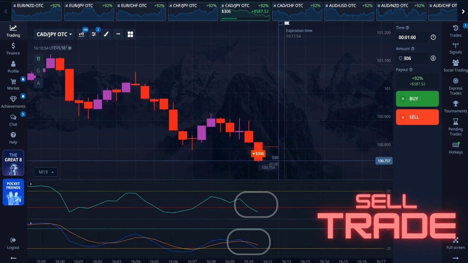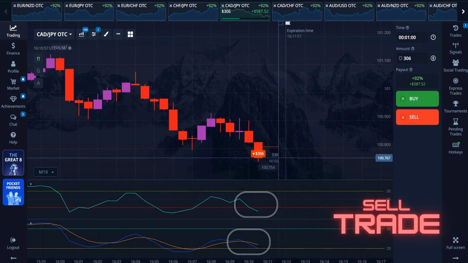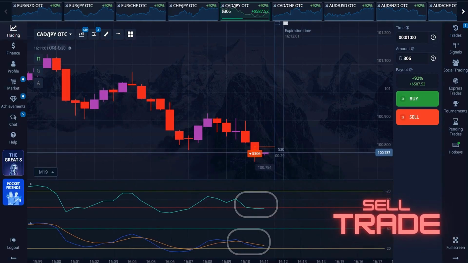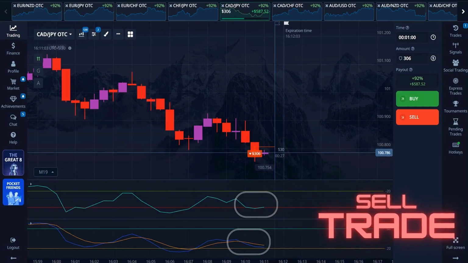Set your chart time frame to 30 seconds. Set your trade expiry to 1 minute. This gives fast signals and quick results, ideal for short-term binary options trading.